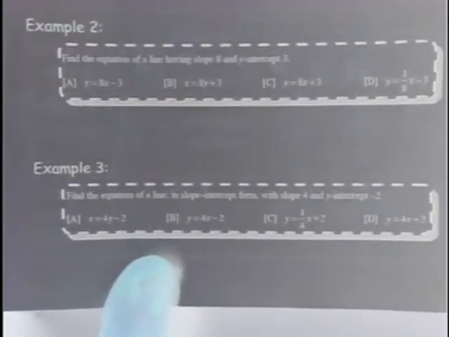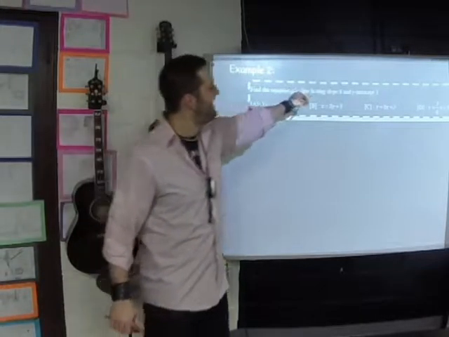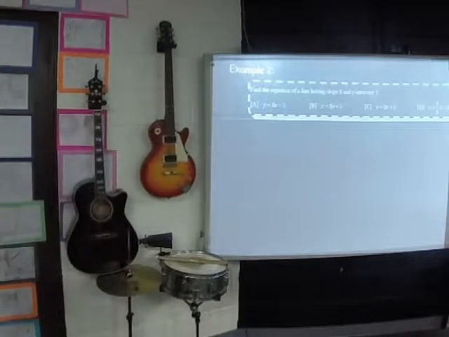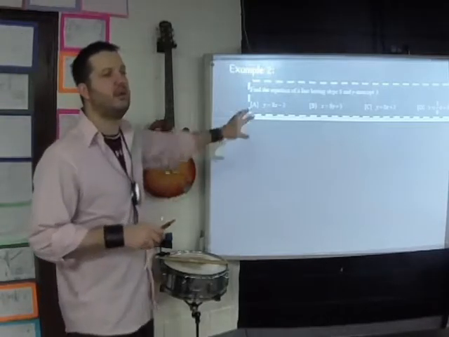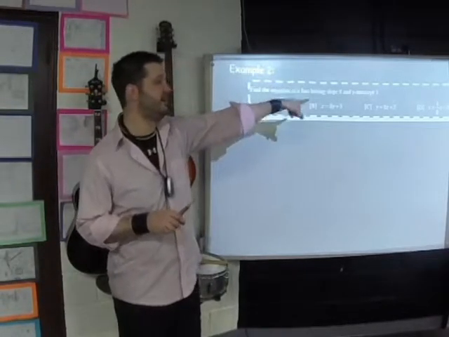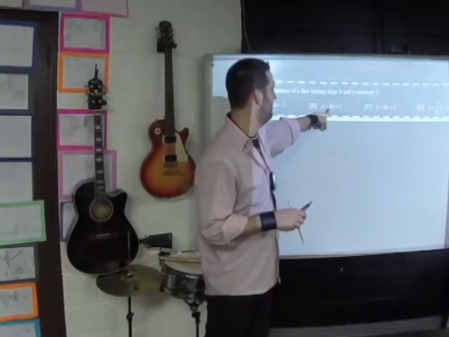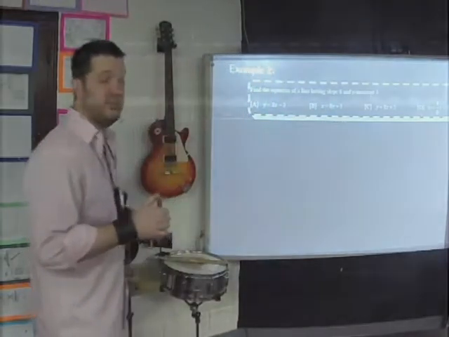Example 2. It doesn't specify what form it wants it in. It just says find the equation of a line that has a slope of 8 and a y-intercept of 3. So look at all the answer choices. What form are they in? Y equals mx plus b. B is not in any form at all, so it's most likely not going to be B. It's probably going to be A, C, or D.